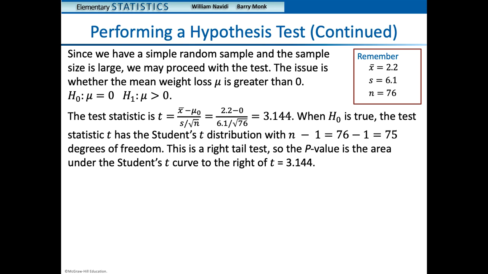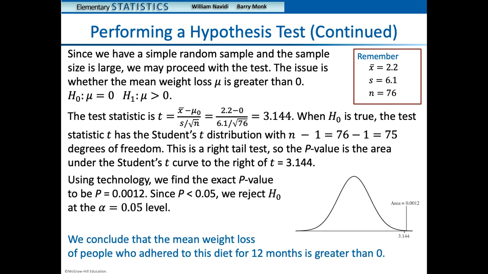This is a right-tailed test, which means that the p-value, the next step, will be the area under the student's t curve to the right of 3.144. So that's the other difference here: the p-value, again, is the area under the curve, in this case to the right of the test statistic. But the curve is not a normal distribution curve. It's a student's t distribution curve.